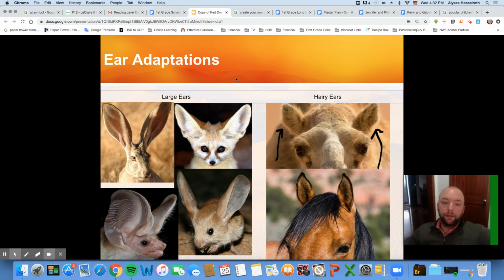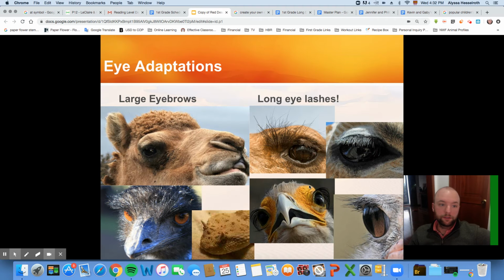The other way that animals have adapted their ears is by having very hairy ears. And as you know, in the desert, there's lots of sand and dirt and dust flying around all over the place. And so these animals don't want sand and dirt in their ears. So they grew hairs that cover their ears and block the sand from getting in. Okay? So when you create your animal, you'll want to choose very large ears or hairy ears.